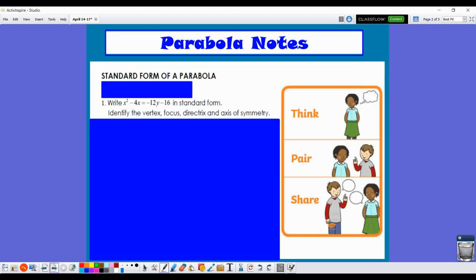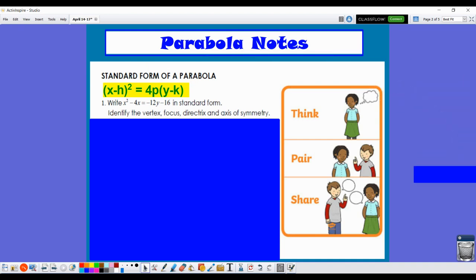All right, so today we're going to look at the standard form of a parabola. If I give you the equation x squared minus 4x equals negative 12y minus 16, and I'm asking you to write it in standard form, you need to put it into one of the equations that we looked at last week. Then you are also being asked to identify the vertex, the focus, the directrix, and the axis of symmetry. Just by looking at this equation, I see that I have an x squared. So I know that I'm going to be using the formula.